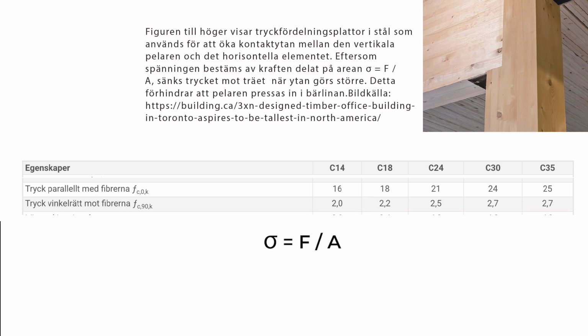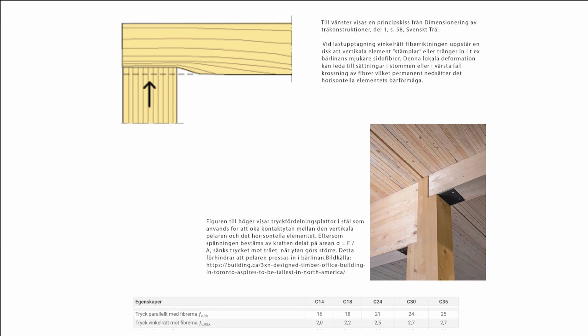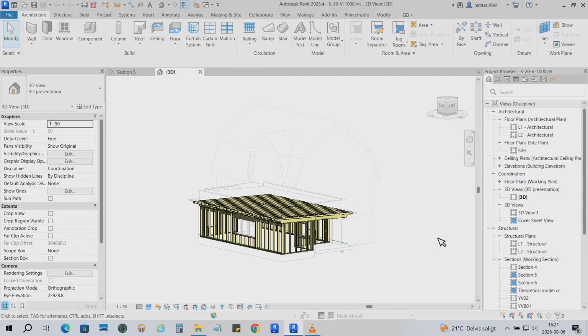If we look at the fundamental stress formula, sigma equals applied force divided by area, we see that to reduce stress, or sigma, we need to increase area, or the contact area in this case. And to increase the contact area between vertical joists and horizontal frames or binders, we use load distribution plates. Now let's look at the Revit model.